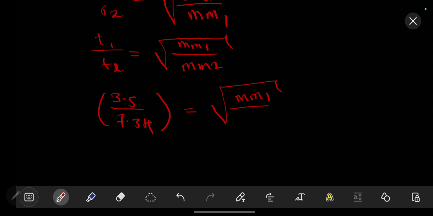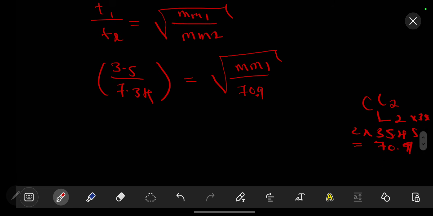The chlorine gas is diatomic, therefore it will look like this: 2 times 35.5. According to A levels, we are supposed to use 35.45 rather than 35.5. When we multiply these, we get 70.9. So this 70.9 will be here, which is our chlorine gas.